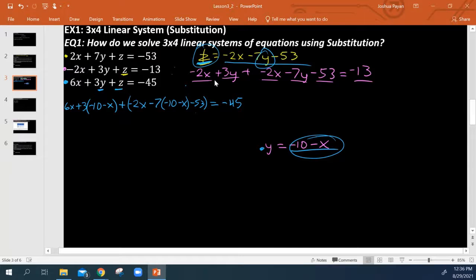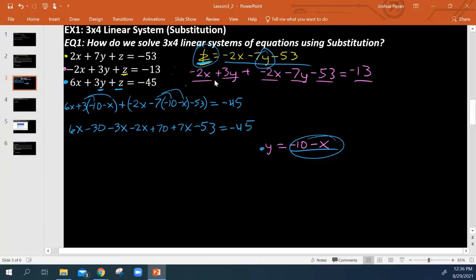Okay, so I'm going to just slowly start breaking this down. So 6x, distribute the 3 in here, so minus 30 minus 3x. And then I don't need these outer parentheses, so I can go ahead and just say minus 2x, distribute, that's going to be plus 70, distribute again, that's going to be plus 7x, and then minus 53 equals negative 45.